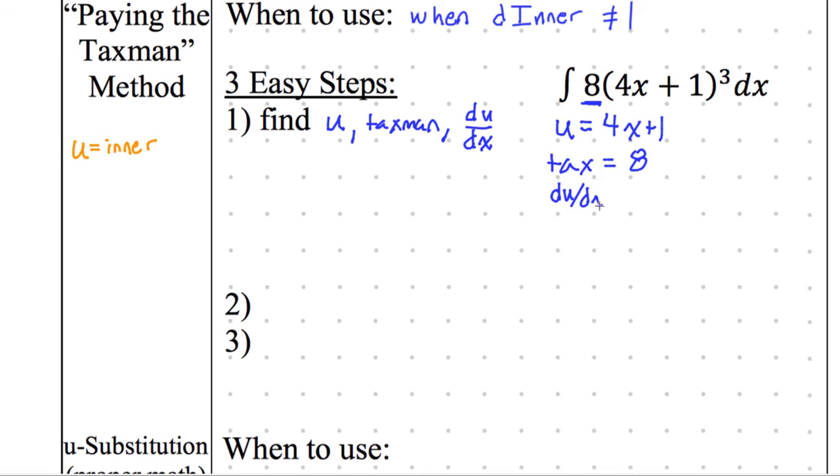So we know what u is. When I find du dx, it's saying take the derivative of u. This is also called u prime. U prime is 4. And here's a cool little method.